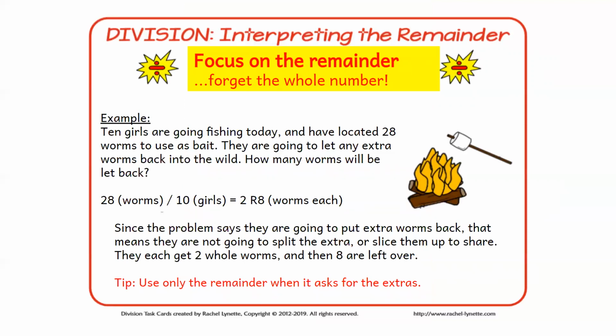So this is the opposite. This is forgetting about the whole number and just using the remainder. This is going to be when they ask for the extras.